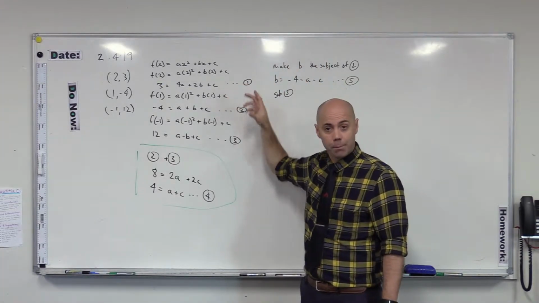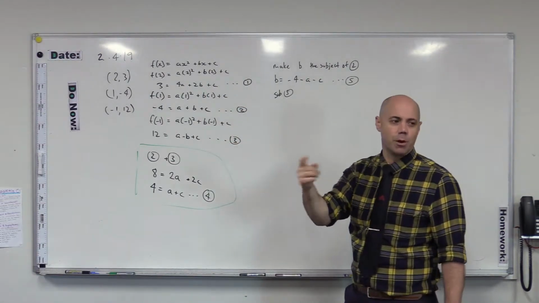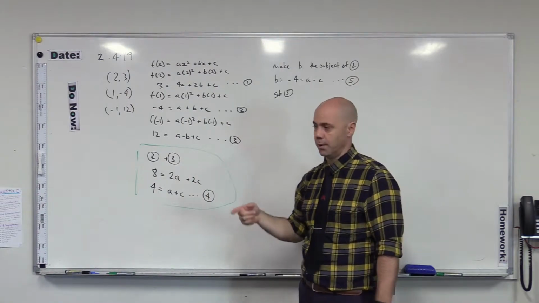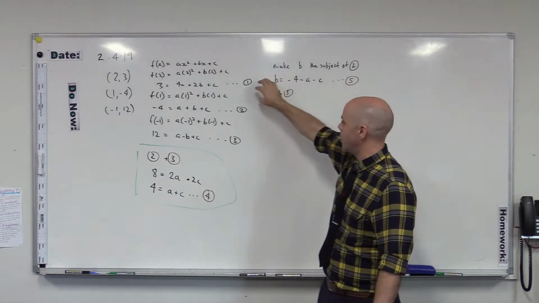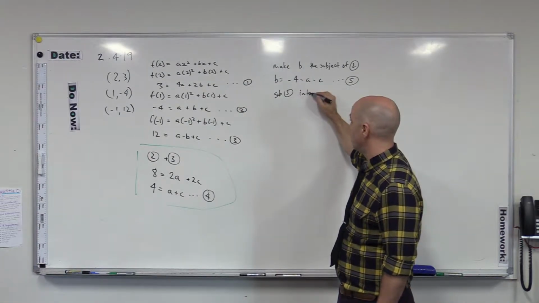Okay, it's really important that I combine 2 and 1. And even though I've called this one 5, 5 is just a rearrangement of number 2. So I'm really subbing 2, and I'll combine 2 and 1 together. So I'm going to sub 5 into 1.